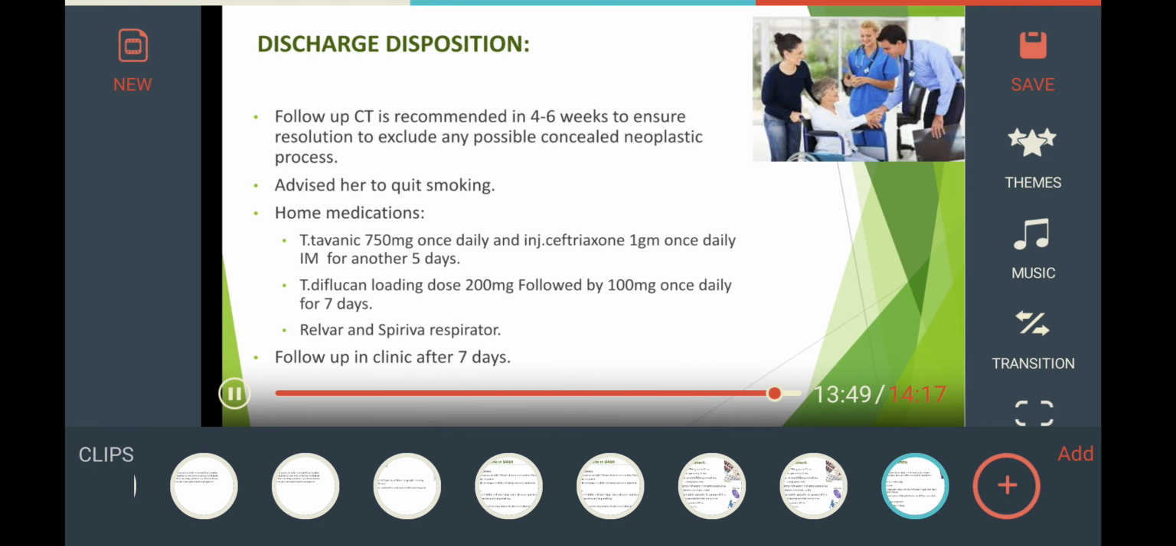Discharge disposition: follow-up CT is recommended in 4 to 6 weeks to ensure resolution and to exclude any possible concealed neoplastic process. Advised to quit smoking. Home medications: tab Tavanic, IM ceftriaxone, tab Diflucan, Welvar, and Spiriva. Follow up in clinic after 7 days.